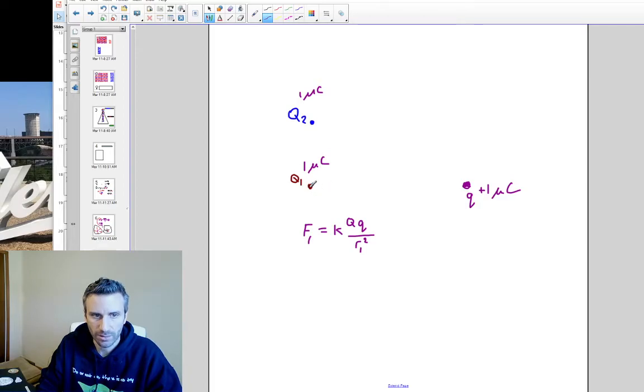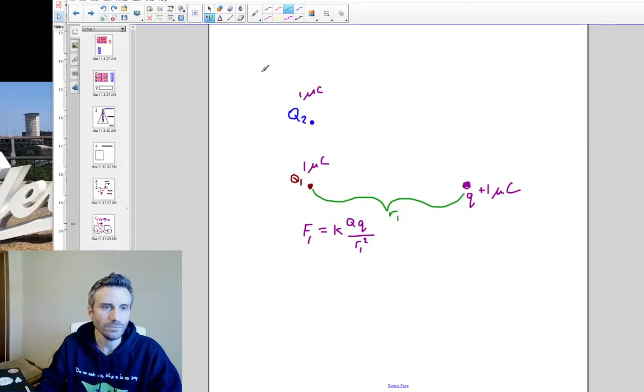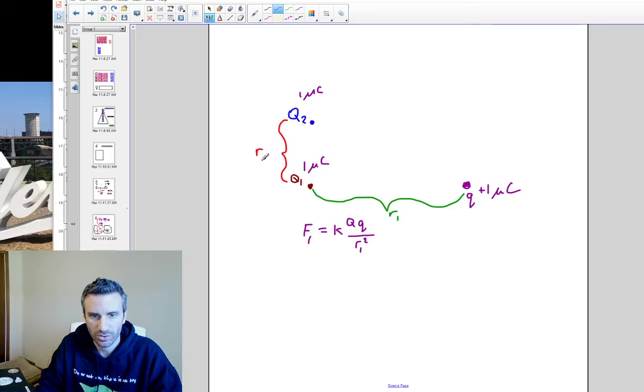Let me switch colors here. I'm going to say that this distance here is r1. Let me also say that the distance here is just r with no subscript, just to keep things separate. I'm just going to give that a value of r with no subscript.